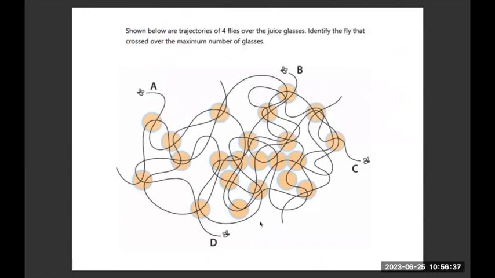I think we'll just do this one and then one after that, okay? You have to identify which fly will move over to the maximum number of juice glasses, okay? You're given the trajectory of all the flies. Identify the fly which crosses over the maximum number of glasses. You try answering this and I will give you the correct trajectories along with the number of glasses that each fly goes through, okay?